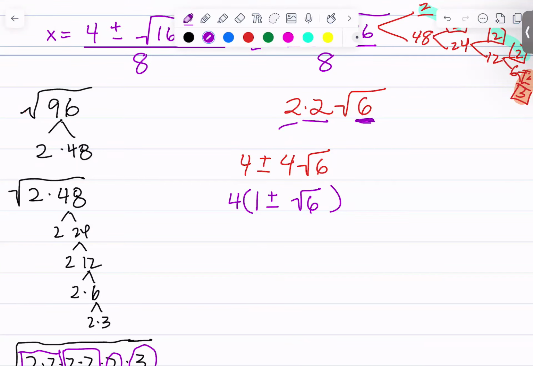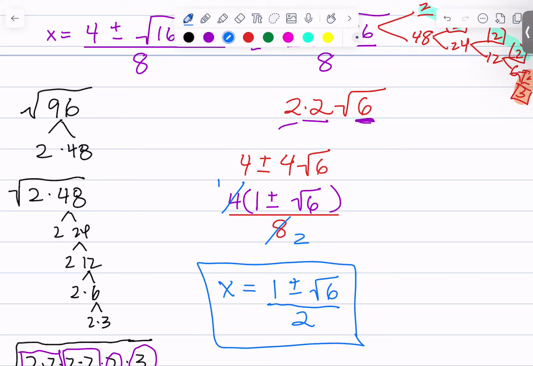Reintroducing my denominator of 8. Now here, this 4 cancels out with this 8, making 1 and 2. So my x value is going to equal 1 plus or minus square root of 6 all over 2. Okay. Questions? No?